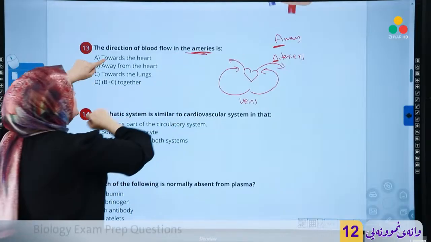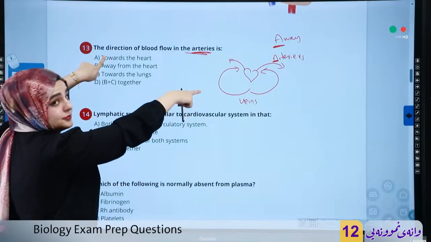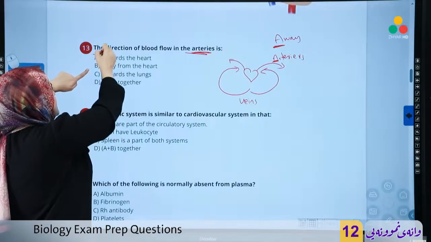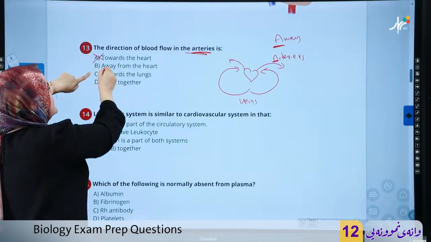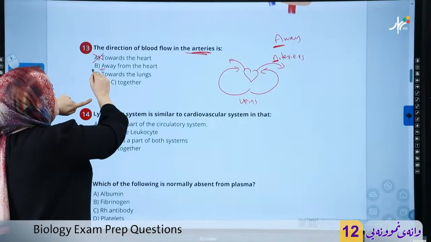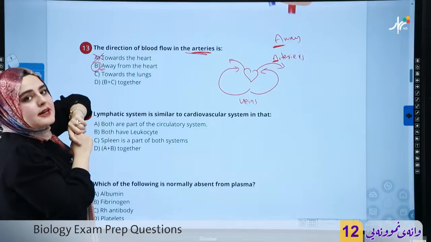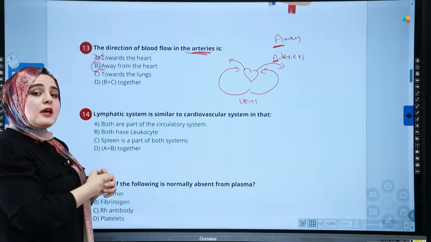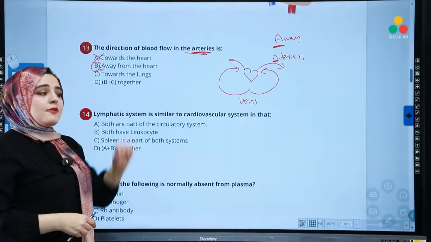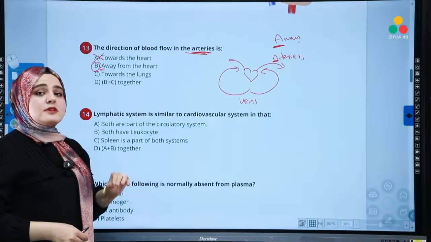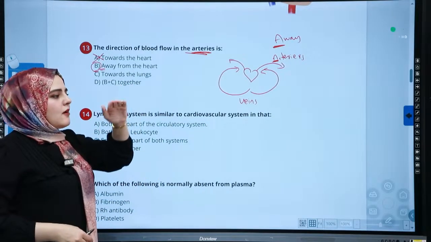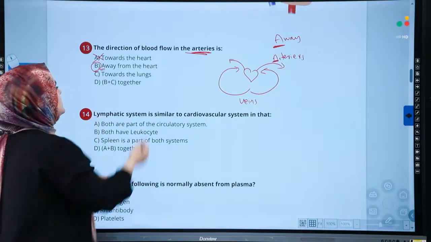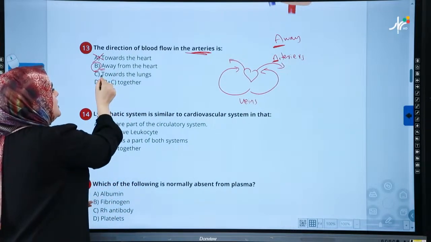According to that, we have arteries. What is their direction? Is it towards the heart? No. We said it's away from the heart. Okay? So we're gonna take this one out. This says away from the heart. We're gonna choose it as a right answer. But are we gonna stop here? No. Let's check the rest of it. Never ever stop at A and B, not even C. You have to check every single one of them. Maybe there's a twist. Let's see if this is a twist actually.